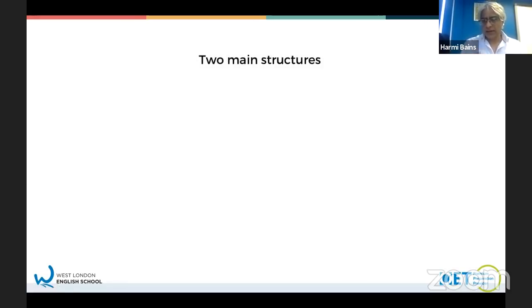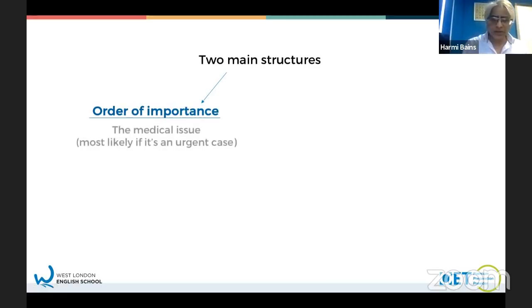The first of which, we say order of importance. So what this really means, this is really where you write immediately the main medical issue. You write about the main complaint. This is common really if the case is urgent. You don't really go through visit by visit, but you just start off with the most important information and you put it in your opening paragraph.